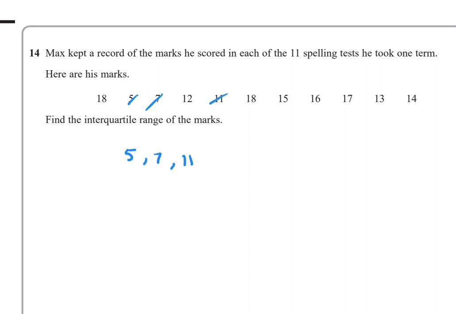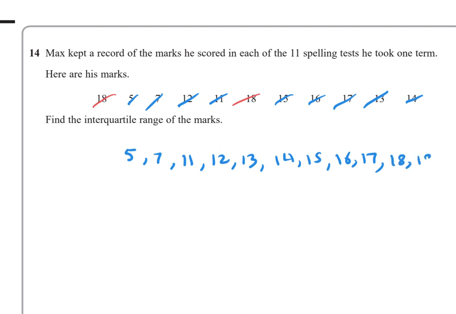11, 12, 13, 14, 15, 16, 17, then 18, but we have 18 twice. So 18 and 18. Now these are the 11 values in order.